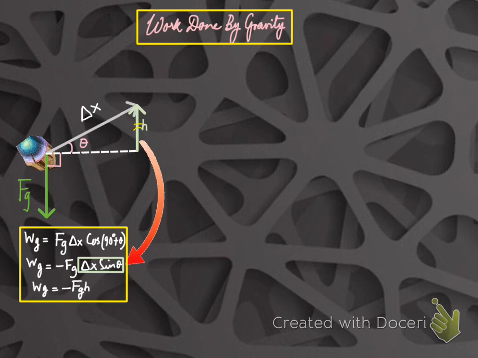Now, in order for gravity to be a conservative force, we ought to be able to get from the point where we started to the point where we ended up, taking a different path, and the work done by gravity should stay the same. Let us see if that indeed does happen.